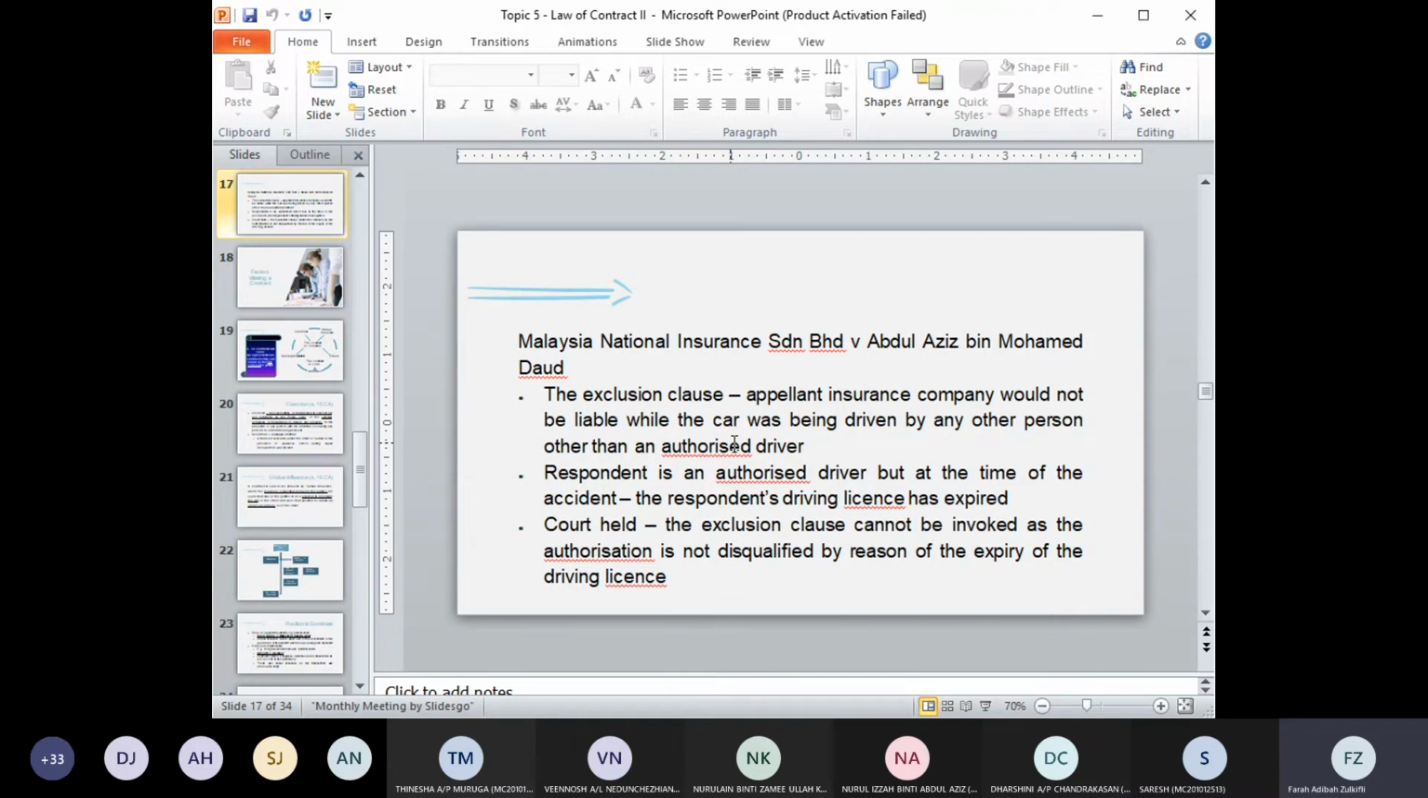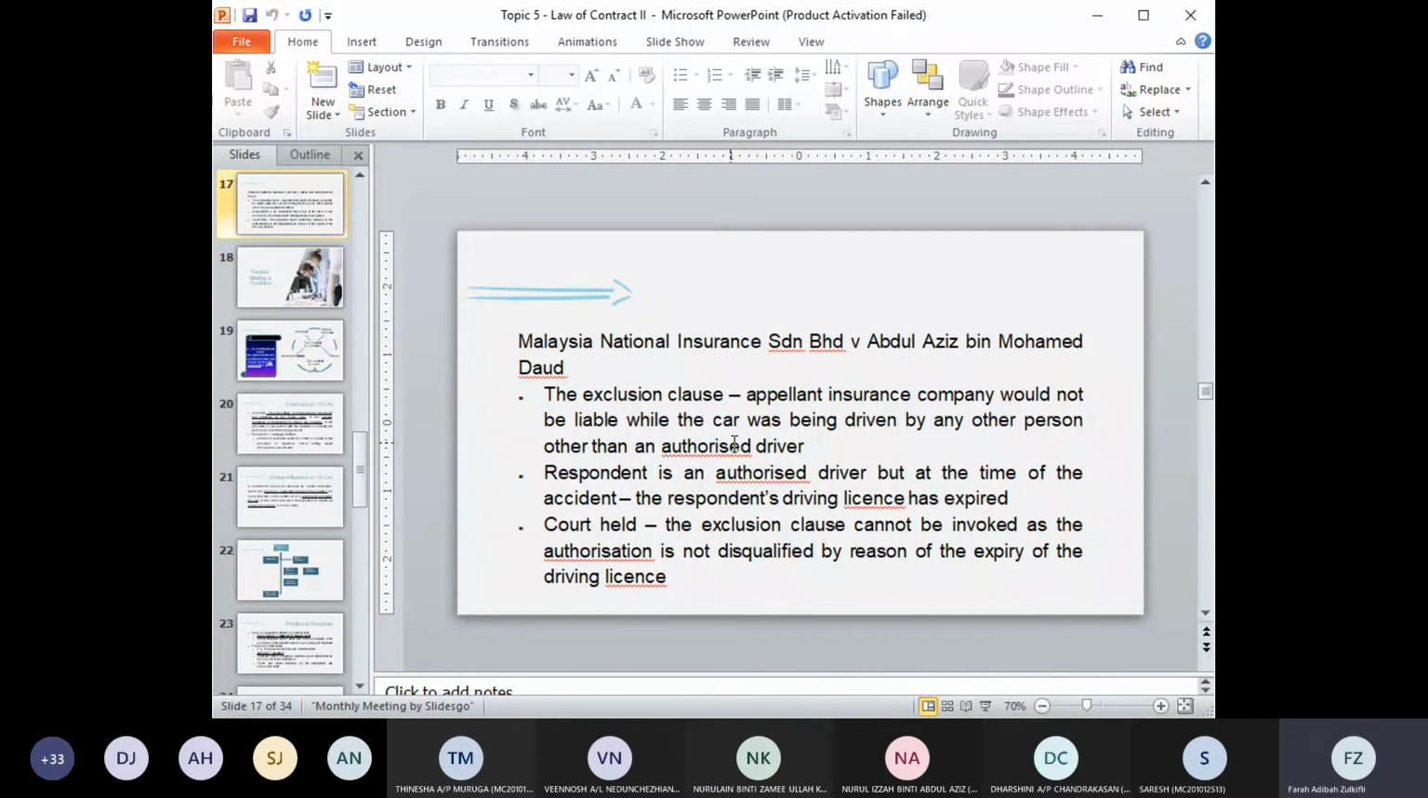So he is an authorized driver, so he is not included in the exclusion clause, but there is only one small problem, that when the accident happened, his driving license had expired. But in this case, the court still held that the exclusion clause cannot be applicable to the respondent because the respondent is still an authorized driver. Even though at that time the driving license had expired, it doesn't have anything to do with the fact that he is still an authorized driver. So the court stated that the exclusion clause still cannot be invoked, and the insurance company still has to pay for the accident.